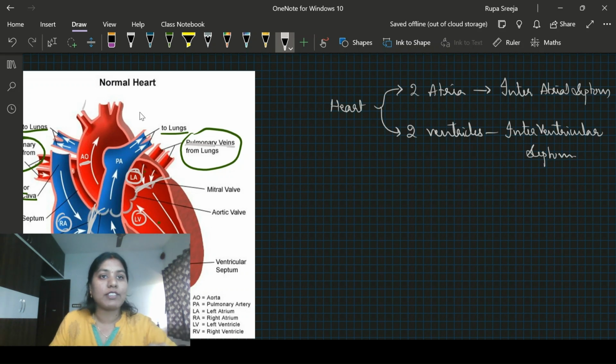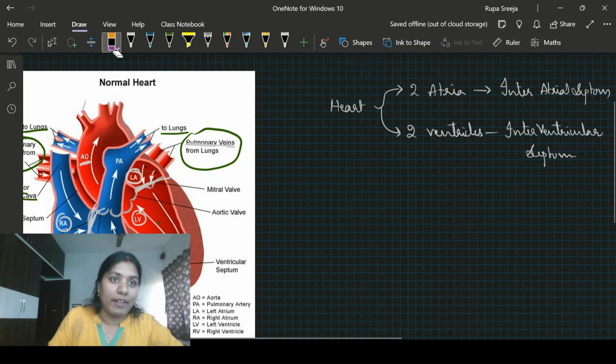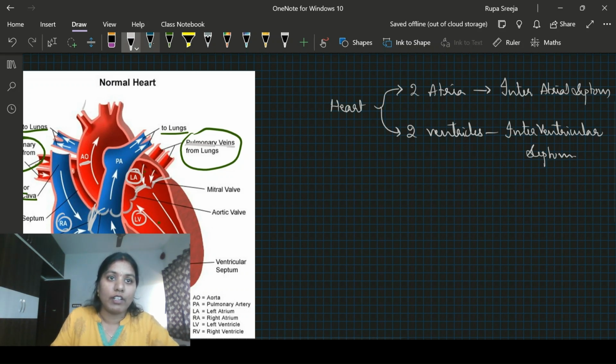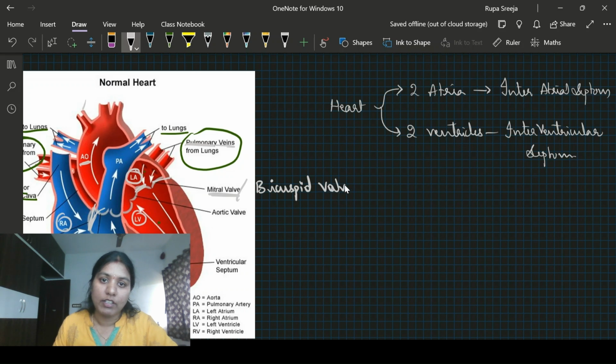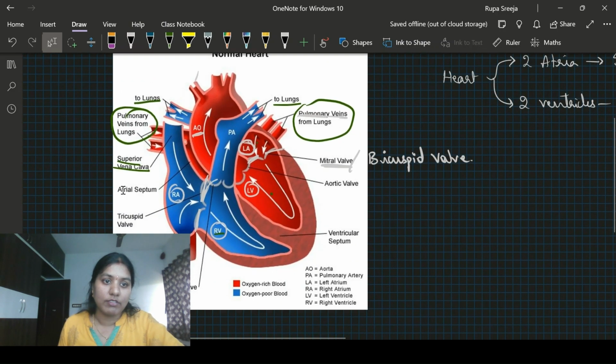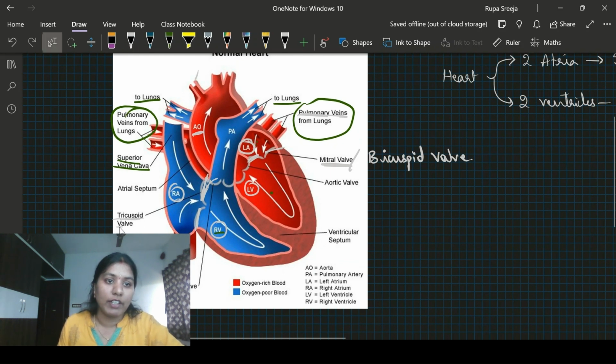This atrioventricular septum is guarded by a valve. You can tell me easily what is the valve separating the left atrium and left ventricle. It is called the mitral valve, or we call it the bicuspid valve. Whereas the right atrium and right ventricle are separated by what valve? Yes, exactly. The tricuspid valve.